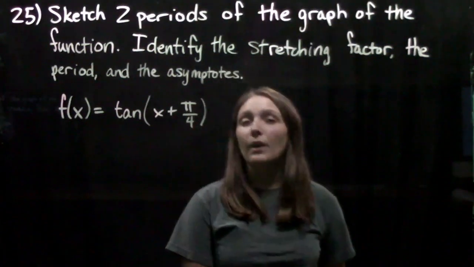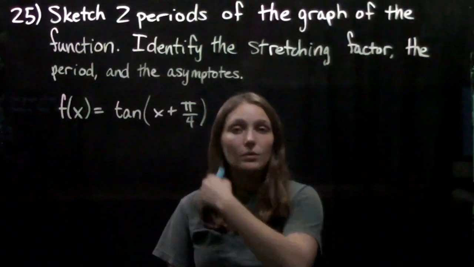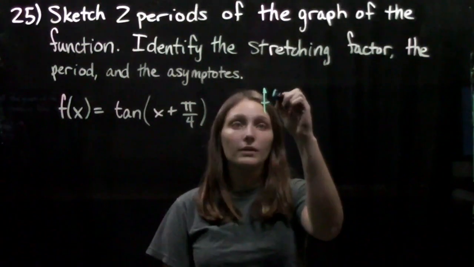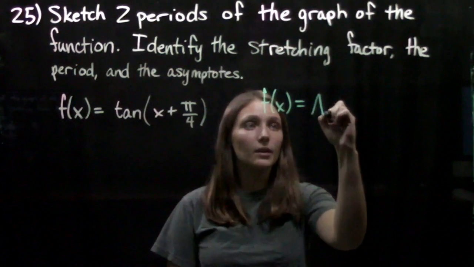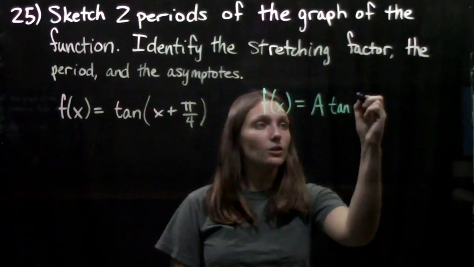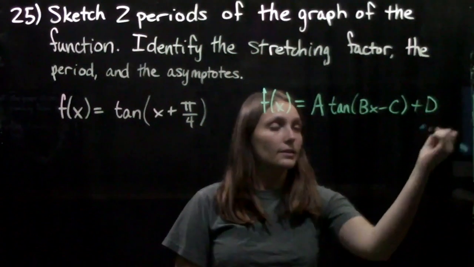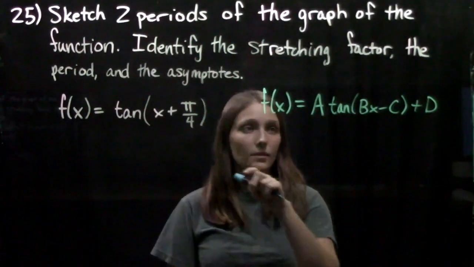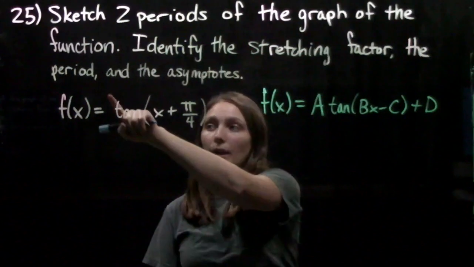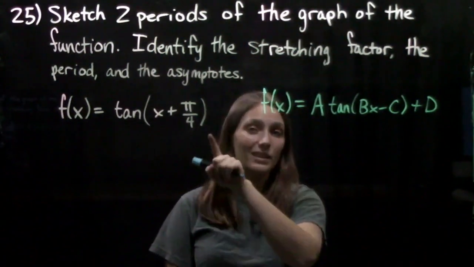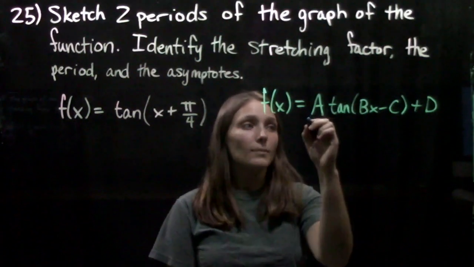So if you look on page 526 in your book, it will give you the general form of the tangent function. So that looks like this. We've got f of x equals a times tangent of b times x minus c plus d. And in the context of this equation, we have an a, a b, and a c, and an invisible d. The d equals 0 in this case. So what do these mean?